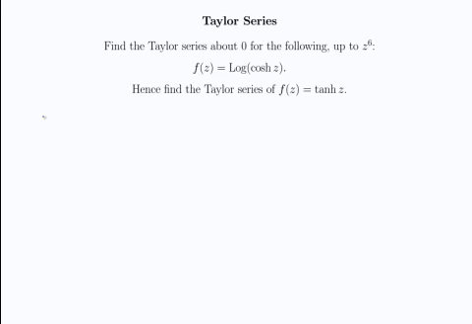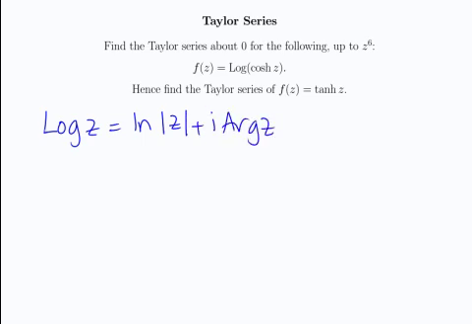Before we start, let me just remind you what capital L log z is. It's defined to be ln of the modulus of z plus i times the argument of z, and it's called the principal logarithm of z. It's in fact defined for z complex except at z equals 0. But you should notice that the log of cosh of z, which is what I'm asked for here, is perfectly well defined at z equals 0 because cosh of 0 is 1. So what I want to do is find the Taylor series of f of z, the log of cosh of z.